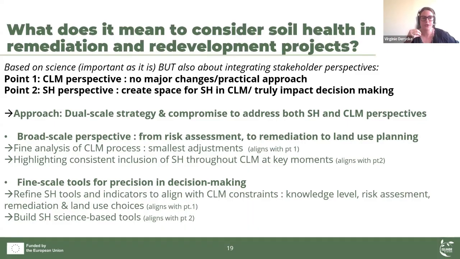And what was developed also was a fine-scale tool for precision. So at each step, we adapt the tool that helps to assess soil health to each of the answers needed, and the decision that needs to be taken at each step of the contaminated land management process. So we can go for the next slide, please.